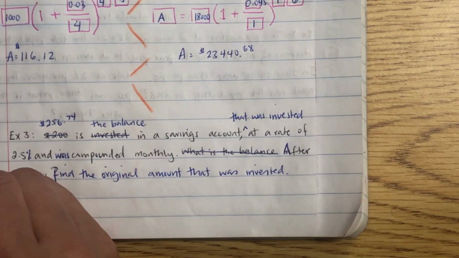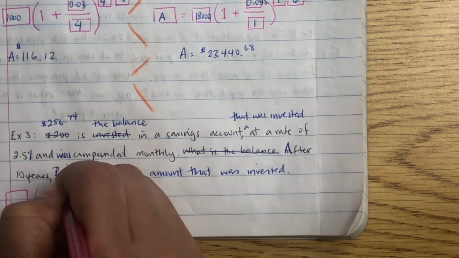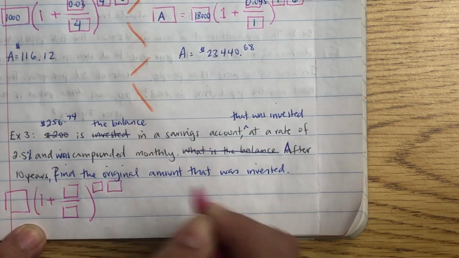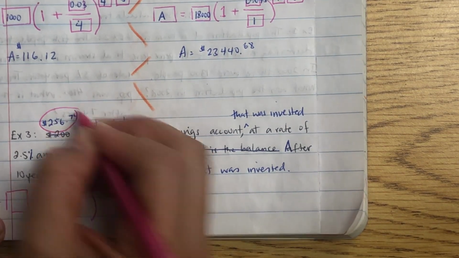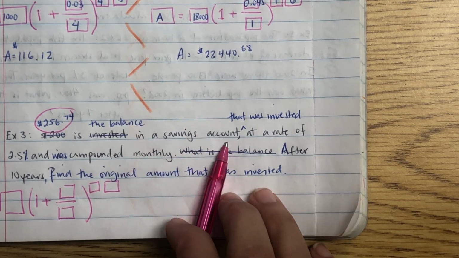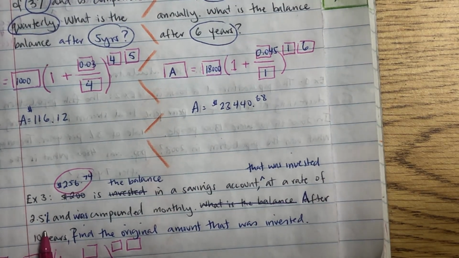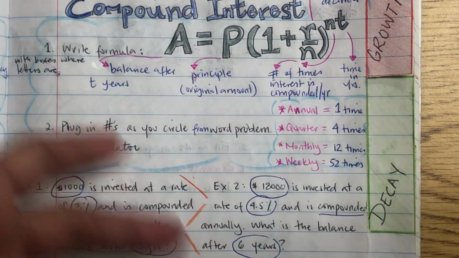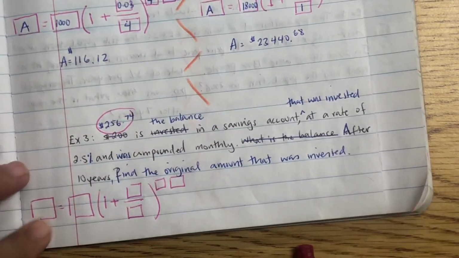So same thing, you're just going to write the formula with boxes. You're going to have a box equals another box, parentheses, 1 plus a box over another box, and then raised to the box and another box. And we're just going to fill in what goes where. So we have this number here. Okay, it's the balance in a savings account, right? This is the balance. So that was invested at a rate of 2.5. So it's already been invested. So that's not what I start off with. It's what I have left after a certain amount of time. Okay, so this is your A. So that's going to go right here.